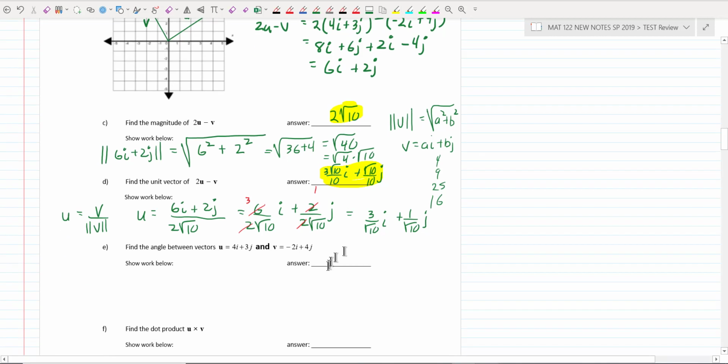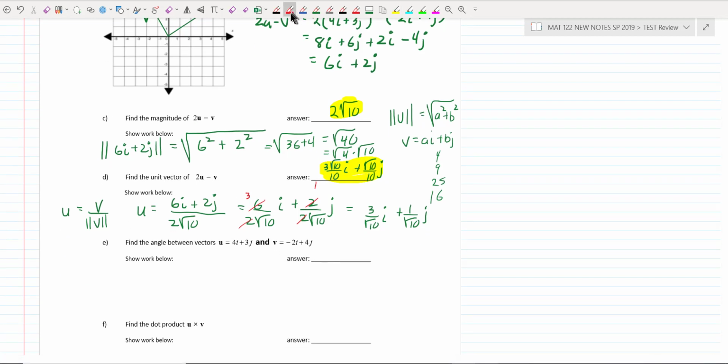The next thing we want to do is the angle between two vectors. The formula for this is the cosine of the angle theta between the two vectors is the dot product divided by the product of the magnitudes of these two vectors. We're just going to have to work this out. When you do a dot product, you multiply the i components, so 4 times negative 2, and then plus you multiply the j components, which would be 3 times 4. That gives your dot product.